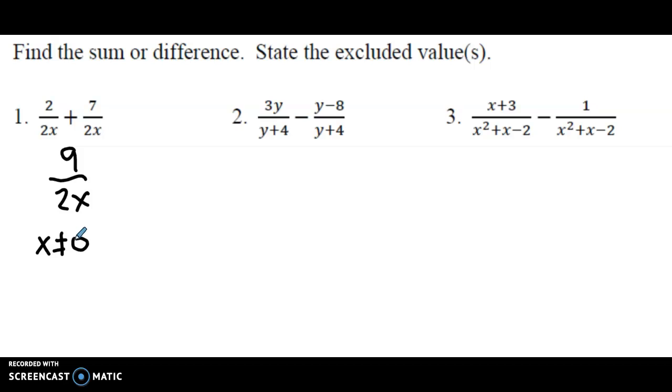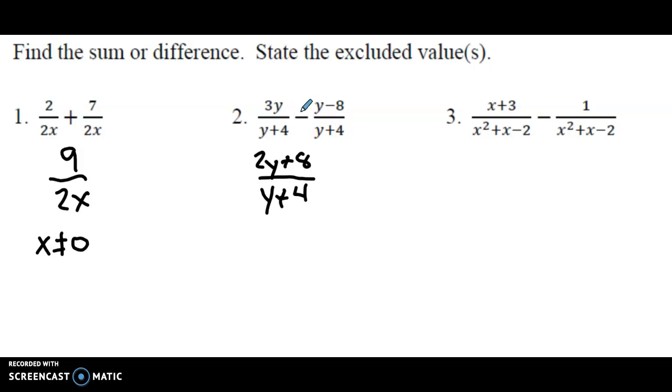All right, number 2. Again, notice we have a common denominator. So when we've solved this, our denominator is going to stay the same, y plus 4. Now we're going to subtract our numerators, and again, like terms. So 3y minus y is 2y, and no constant minus negative 8 is positive 8. Don't forget to distribute that negative right there.